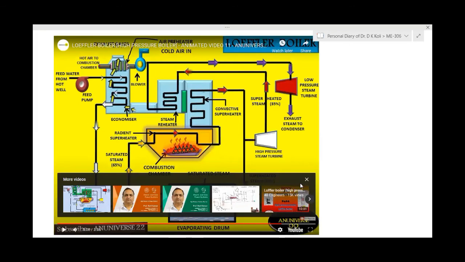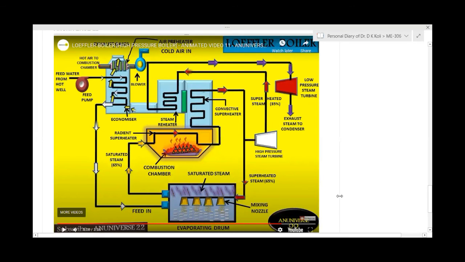Are you understanding this operation? Are you getting it? Yes, sir. Flow line. Okay, each and every point.